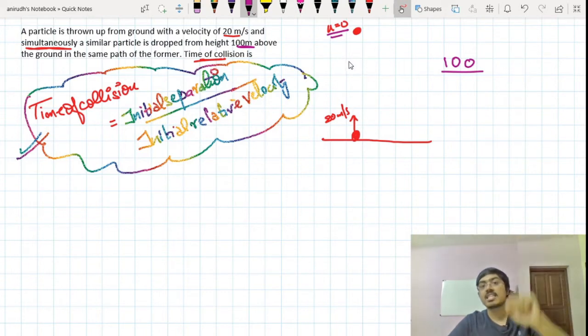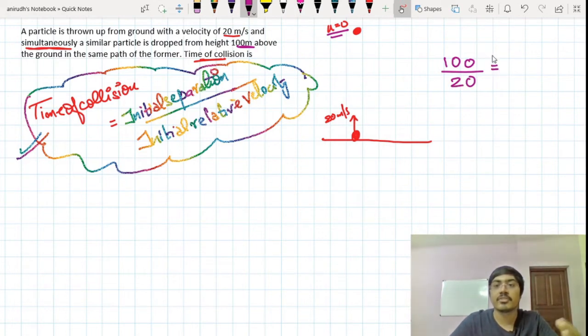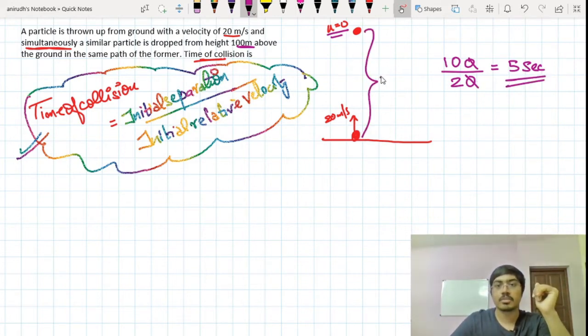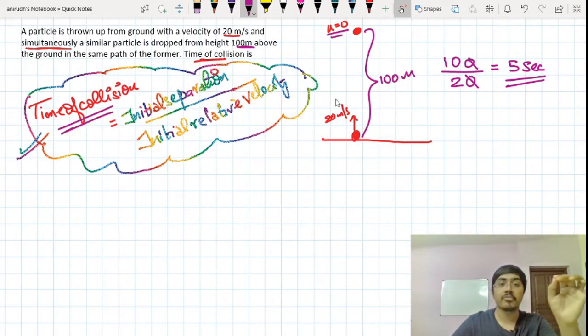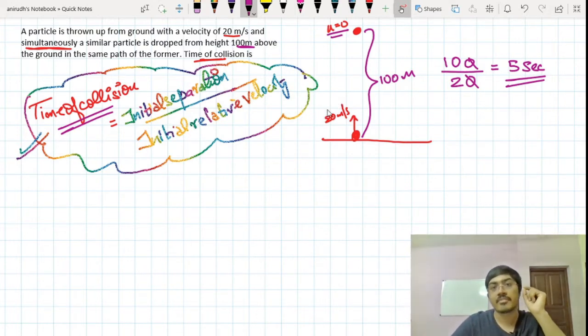So that means its initial velocity is equal to 0. So the relative velocity is this plus this, 20. So that's just 20. If you divide this, I will get 5 seconds. So at 5 seconds, these two particles will collide, provided the distance between these two is 100 meter, as it is given in the question. So remember this particular equation. Time of collision is equal to initial separation by initial relative velocity.